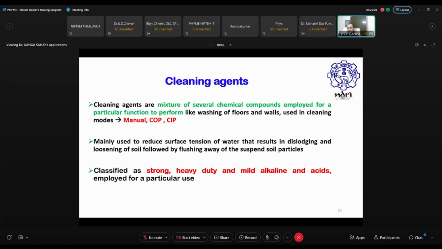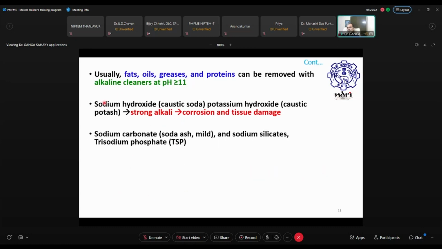So we can see here that fat, oil, grease, and proteins can usually be removed with alkaline cleaners at a pH more than 11. Sodium hydroxide, known as caustic soda, is most commonly used. Potassium hydroxide is caustic potash. These are strong alkali cleaners, and that's why they are very corrosive and will damage tissue.